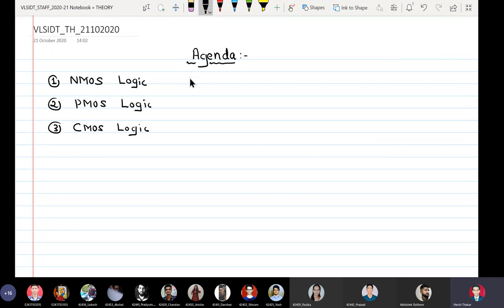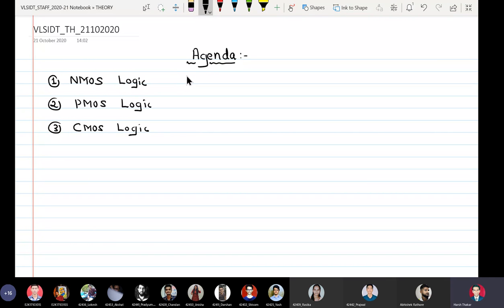Are they depletion MOSFETs? Are they depletion enhancement MOSFETs? Or are they enhancement MOSFETs only? Okay, so these questions are very, very important to understand. At the same time, in second year, I do not know how much the syllabus or the staff member emphasized the importance of the fourth terminal of the MOSFET, that is the body terminal.